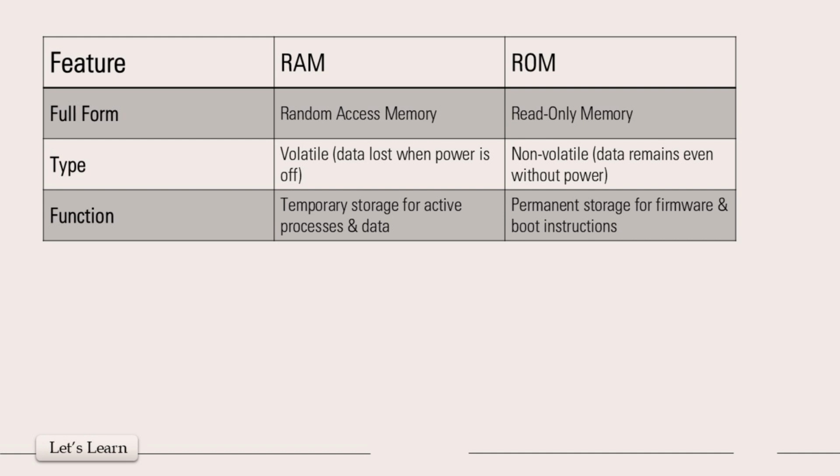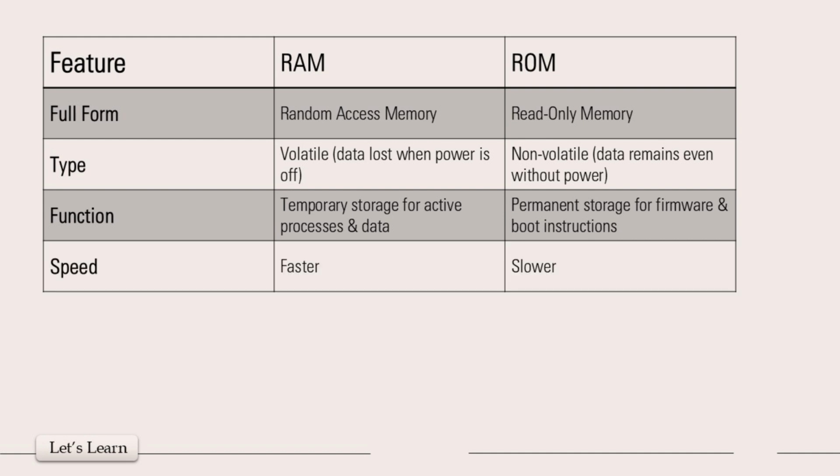For example, when you open a game, its data is loaded into RAM for quick access. However, the basic boot instructions that allow your computer to start are stored in ROM and remain unchanged. Next, let's talk about the fourth point, speed.